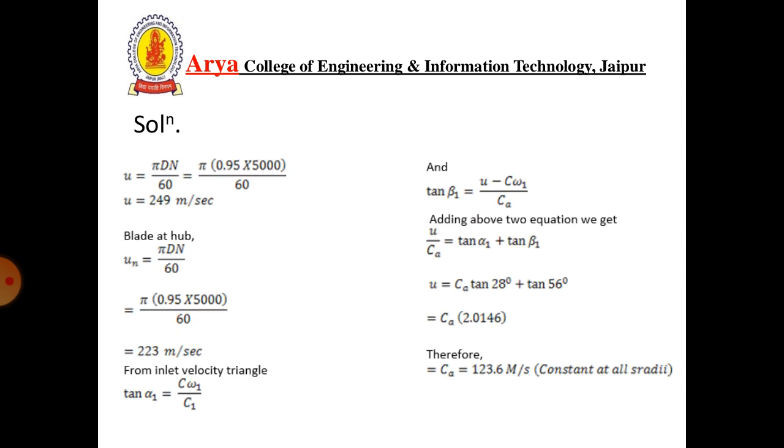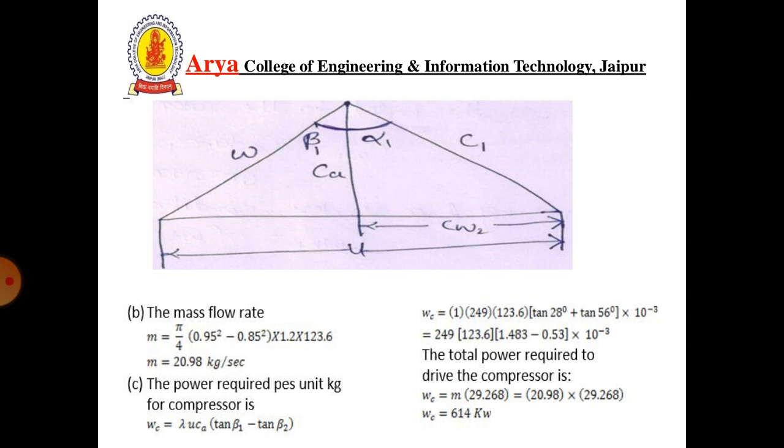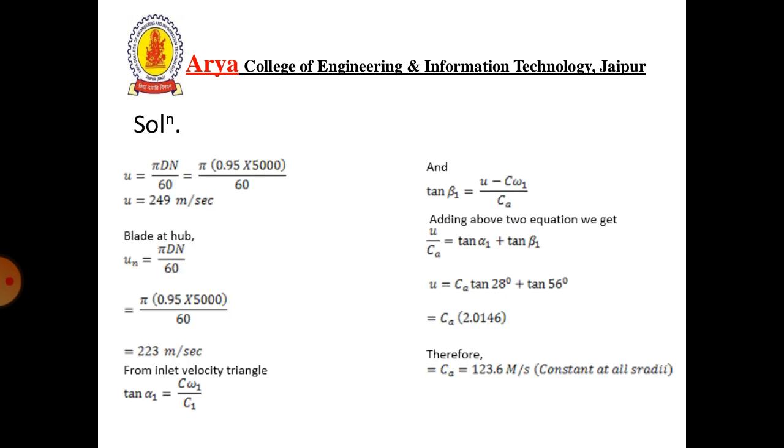Now the solution. First we discuss the velocity triangle. At inlet we can get the velocity triangle: C1 having the angle alpha 1 and W1 having the angle beta 1 with the axial velocity Ca. Now U can be calculated as pi D N upon 60. Blade speed at the hub, U_h, equals pi D N upon 60, which is 223 meter per second.